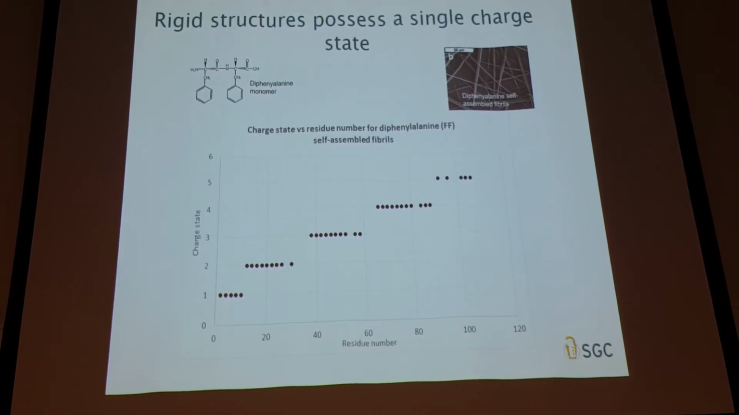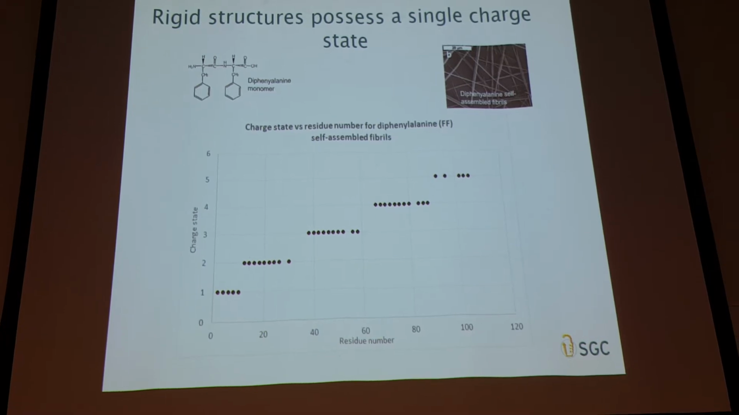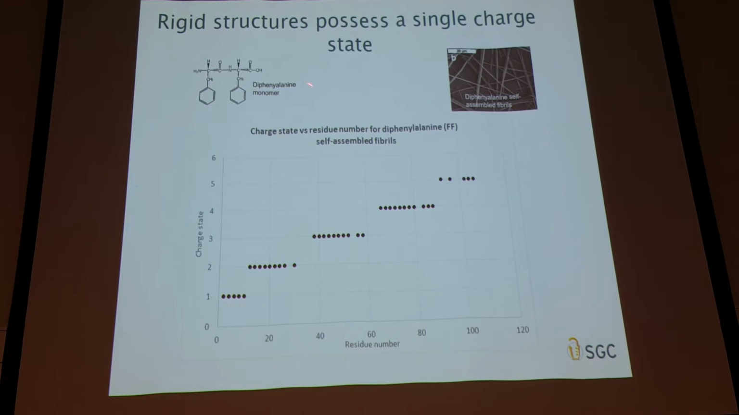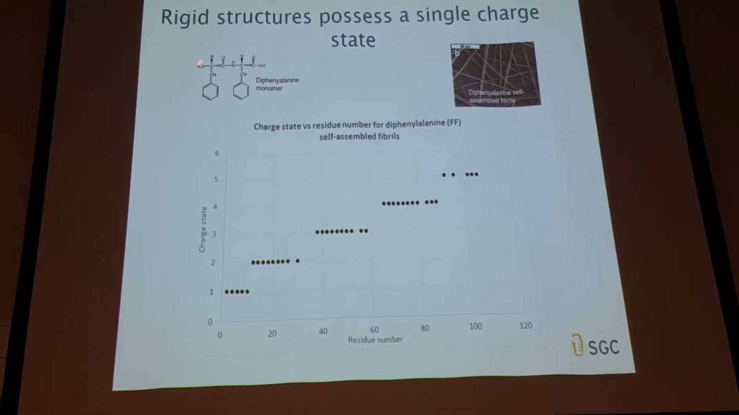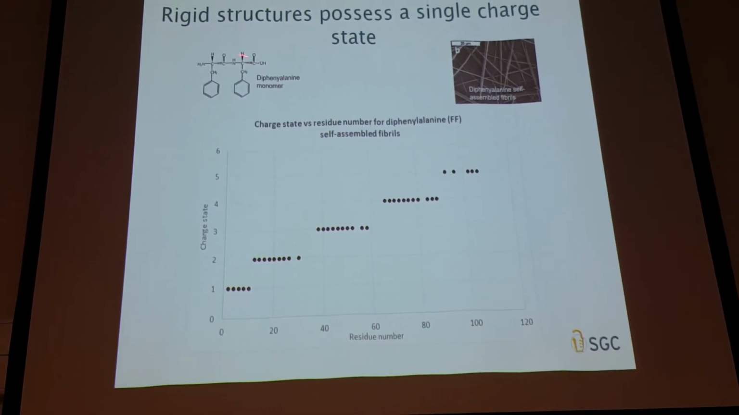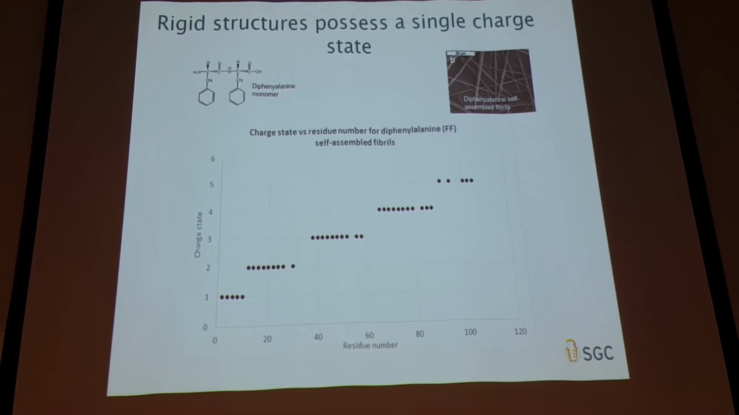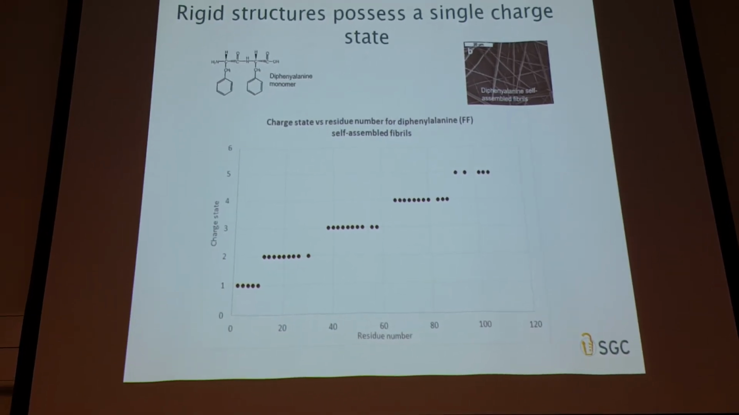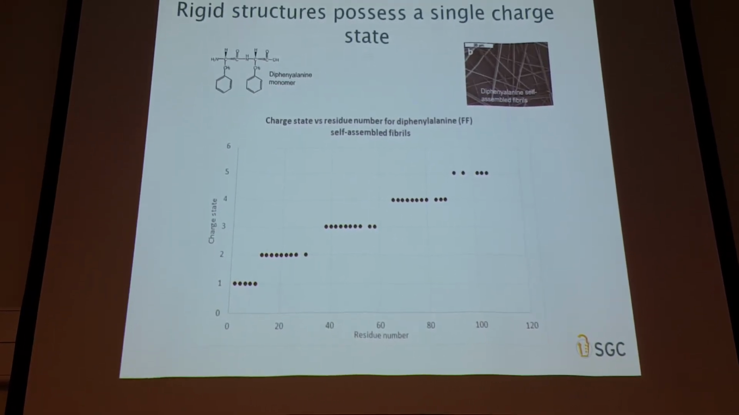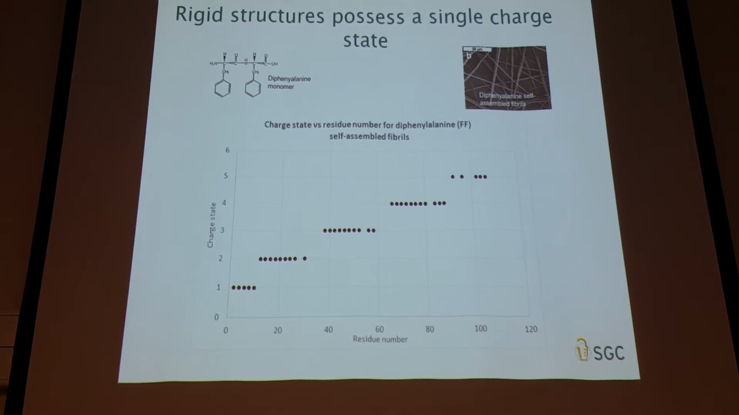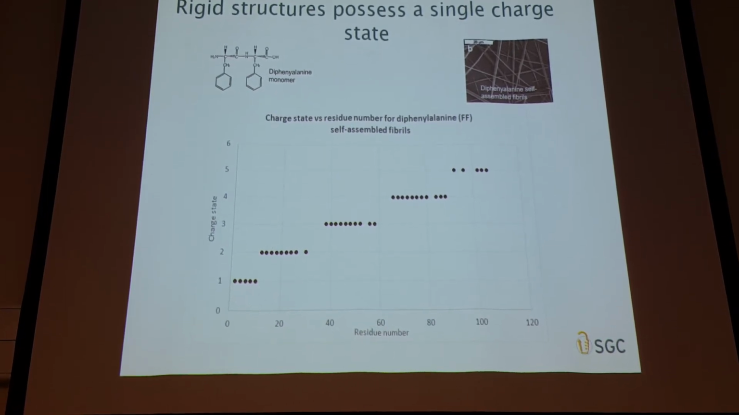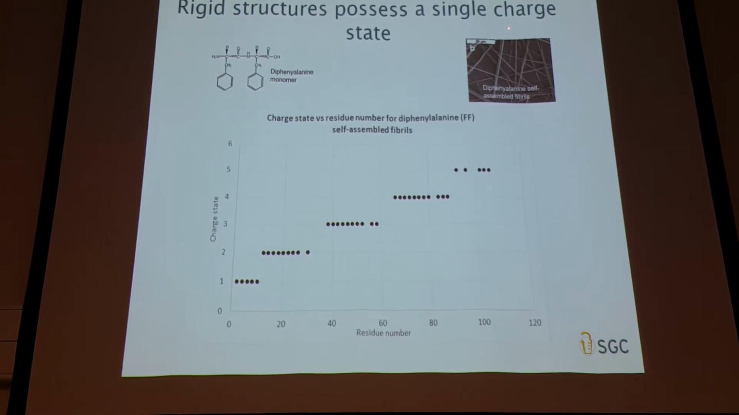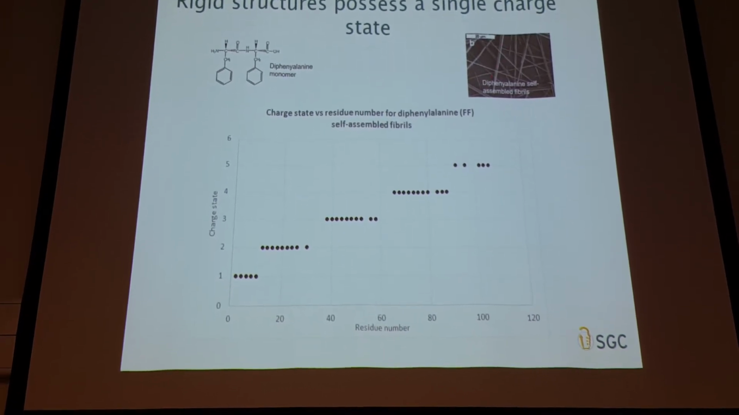I now want to show you something. This is not protein. Okay? It has components of protein. So this is diphenylalanine monomer. It is a dipeptide. Okay, so it has the chemical constituents of a protein, but it is not protein. If you take this monomer and you heat it up and then cool it down slowly, it will generate these fibrils. Okay, it generates these rigid fibrils.